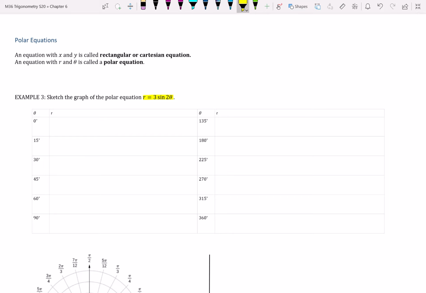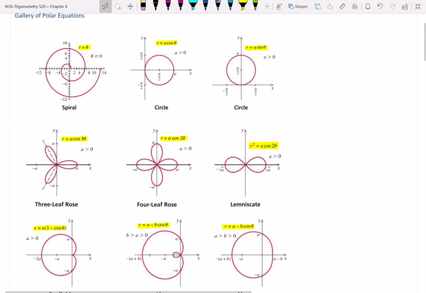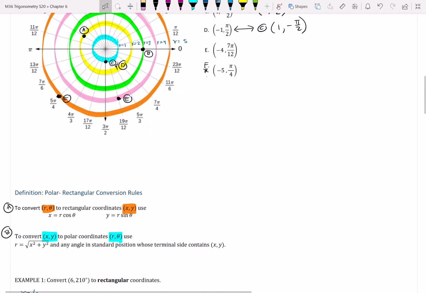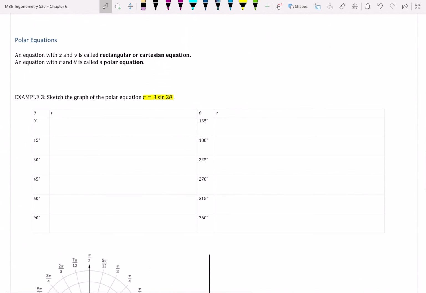And so if we go back to our gallery really quickly, actually, it's going to look similar to this 4-leaf rose, but because we're working with sine, it's going to be rotated a little bit. But it's going to be similar to this style here. And again, let's see how it works. We're going to plot a bunch. It's just like working with the Cartesian plane. If you want to find a graph of something, you can just plug in x values and then get values of y, plot the points, and then come up with the actual graph. So it's the same thing here as well.